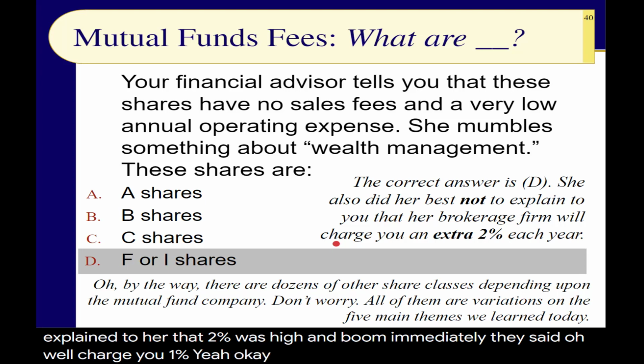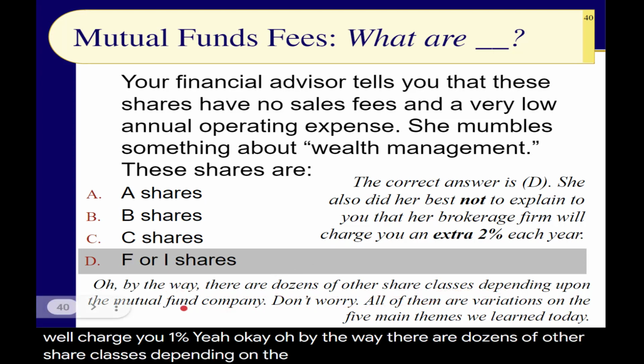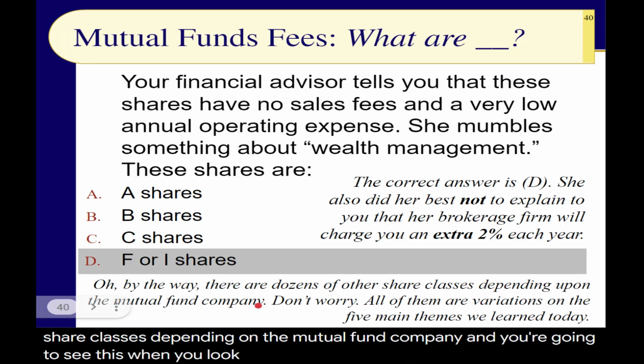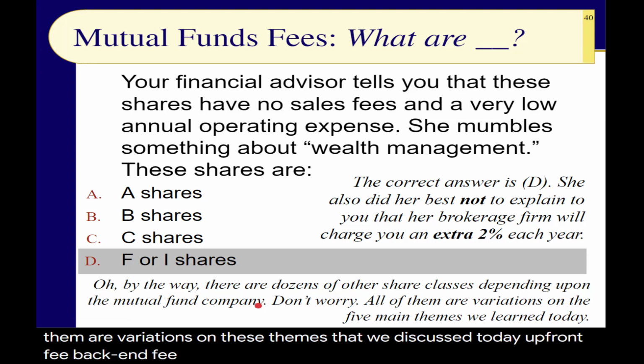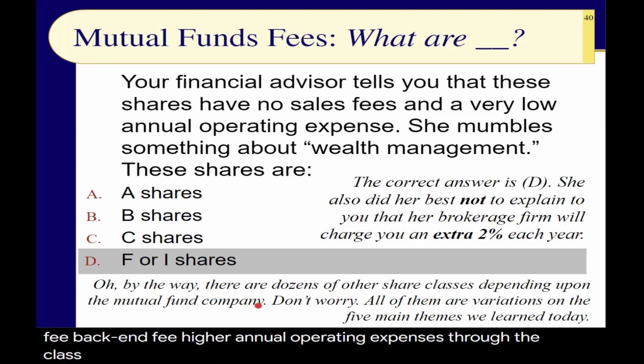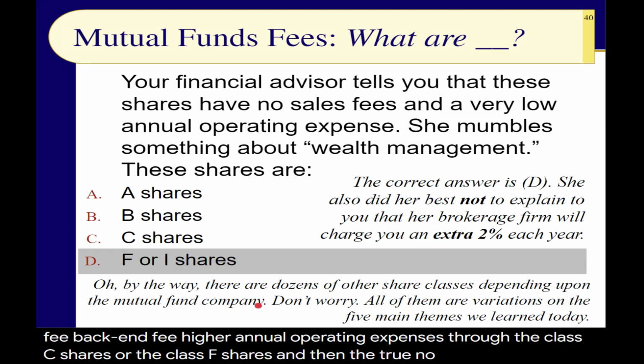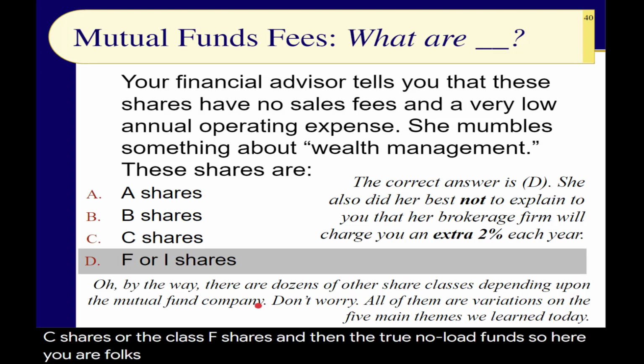Yeah, okay. Oh, by the way, there are dozens of other share classes depending on the mutual fund company. And you're going to see this when you open up the prospectus. But don't worry. All of them are variations on these themes that we discussed today. Upfront fee, back-end fee, higher annual operating expenses through the Class C shares or the Class F shares, and then the true no-load funds. So here you are, folks. Mutual fund fees in under an hour.